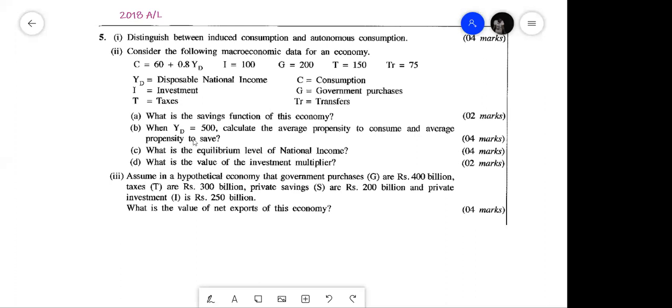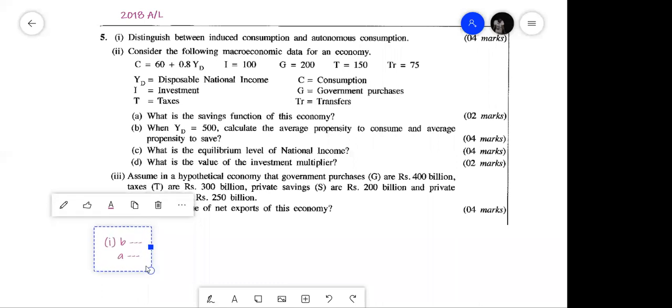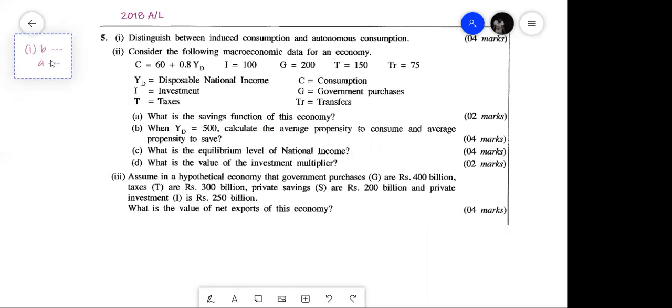First one. Distinguish between induced consumption and autonomous consumption. That also we discussed, right? So same answer that we did before for the first one, right? So induced consumption is your B component that you need to explain for 2 marks. Autonomous consumption is your A component that you explain for 2 marks. So same thing that we wrote in an answer before. I think we started with that question, right? You can write that same answer for part 1. For part 2, okay, consider the following macroeconomic data of an economy. Okay, what is the savings function?